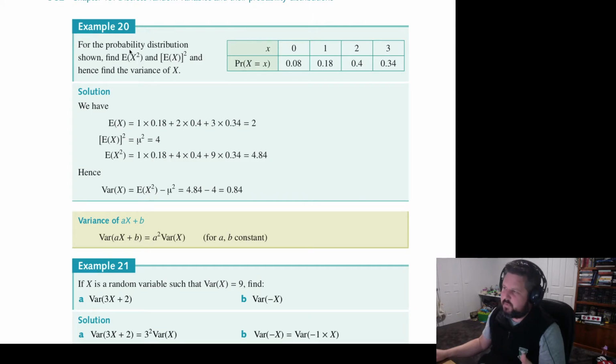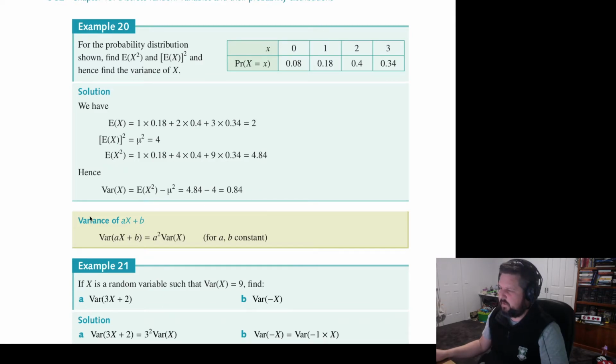So now that we've got the expected value of x squared and the square of the expected value of x, you can plug them into that formula. So we said before that the variance of x is equal to the expected value of x squared take away the expected value squared. That's just written in a different notation again, using mu. So running our calculation, it's this here 4.84, take away the 4, we get the variance as being 0.84.